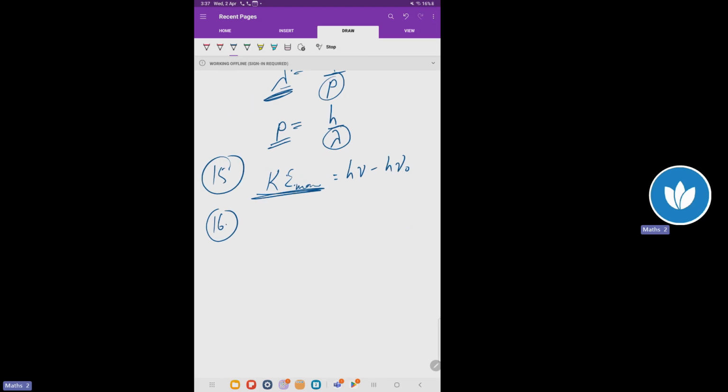16. The photoelectric effect can be explained by assuming that light is a particle consisting of quanta. Option D.